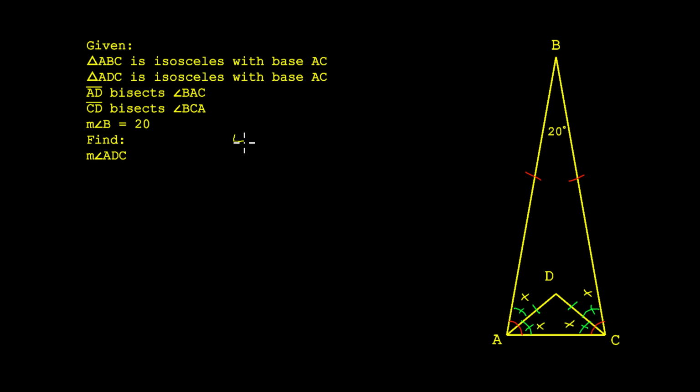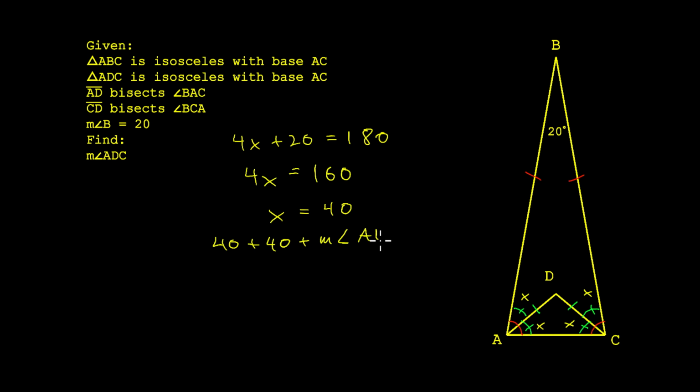Then we know that 4x plus 20 equals 180. Therefore, 4x equals 160. Therefore, x equals 40. So if this is 40 and this is 40, then 40 plus this angle is 180. So then 40 plus 40 plus the measure of angle ADC equals 180. And thus the measure of angle ADC is going to equal 100. So then this is 100 degrees.